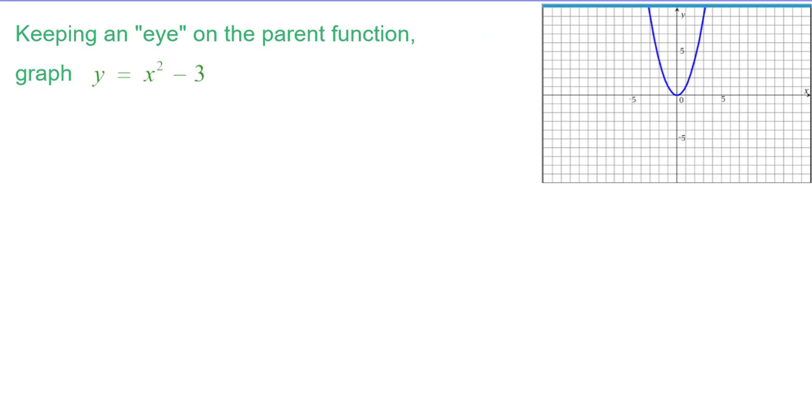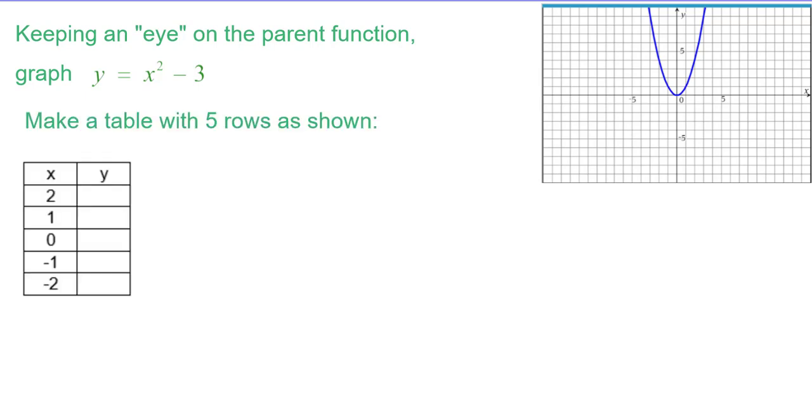So keeping an eye on that parent function y equals x squared, let's graph y equals x squared minus 3. So we're going to have you make a table with 5 rows as shown below. So please press pause and fill in the table.